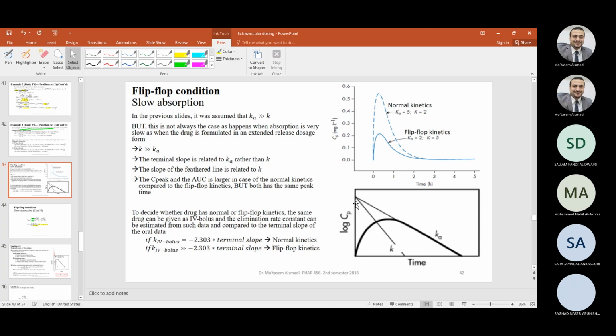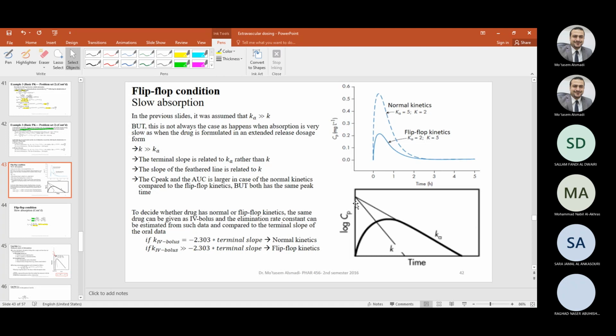Which one will have a higher Cmax? If you have a normal kinetics or flip-flop, it's obvious. Why? Because in case of normal kinetics, you have a higher absorption and a lower elimination. But in case of flip-flop kinetics, you have a lower absorption but a higher elimination, right? Which will result in a lower Cmax. What about the area under the curve? It's also the same, right? The flip-flop kinetics will have a lower area under the curve compared to the normal kinetics.